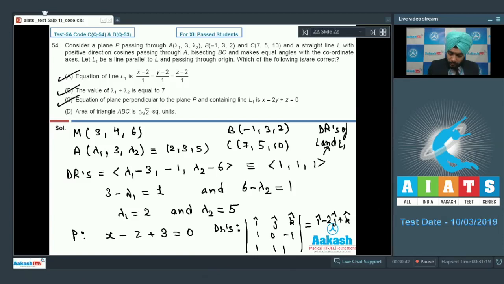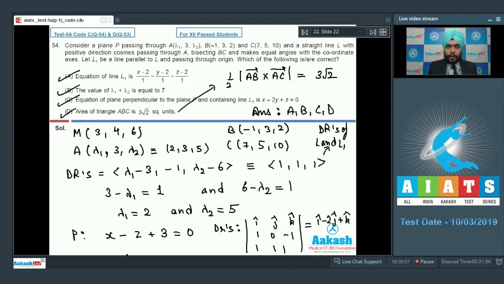Area of triangle ABC, we have a direct formula: half of the magnitude of AB cross AC. So you have all the points, you can easily calculate it. It will come out to be equal to 3 root 2 square units. All the four options are correct for this particular question. Answer is ABCD. Let us move on to 55.